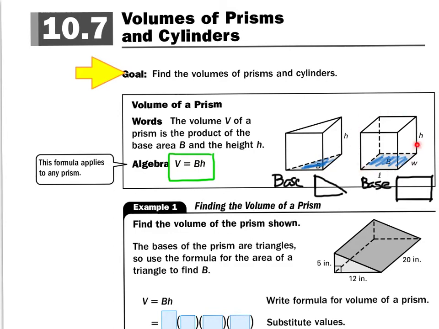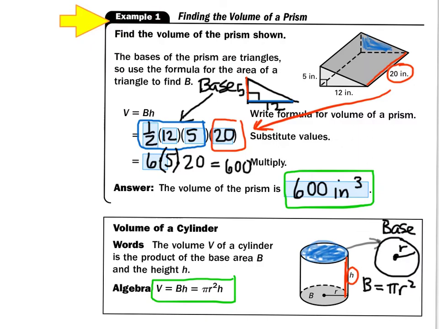If I wanted the volume of this rectangular prism, I shaded the base blue and I drew the rectangle here. So I would get the area of this rectangle and multiply it by the height of the rectangular prism. Okay, take a look at example 1.